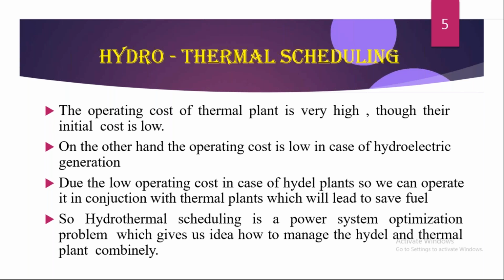In the case of hydrothermal scheduling, it is a power system optimization problem which gives us an idea of how to manage hydro and thermal plants combined. So if we want to schedule this, we can manage that. When scheduling, we have to consider mainly the water availability in the hydropower plant. That is the main reason. Based on that, we can schedule between these two plants. So these are the four parameters we consider while doing hydrothermal scheduling.